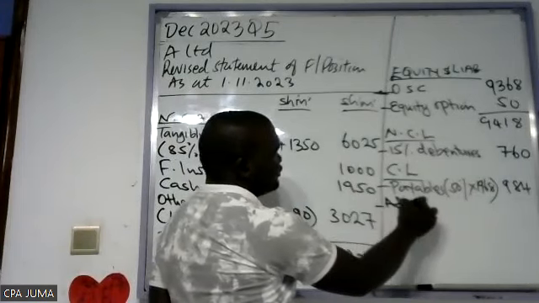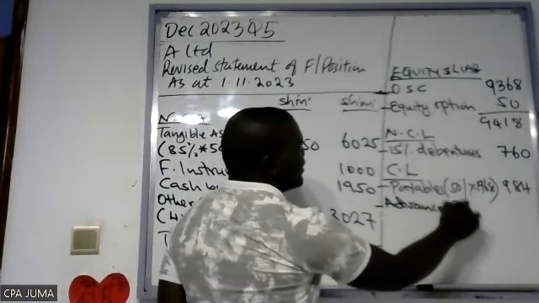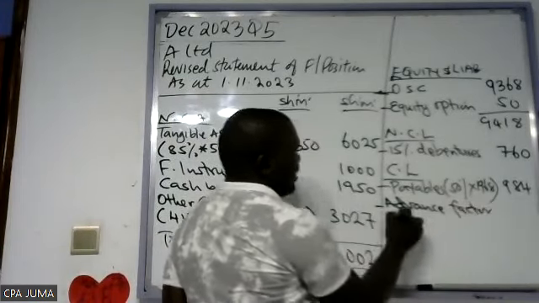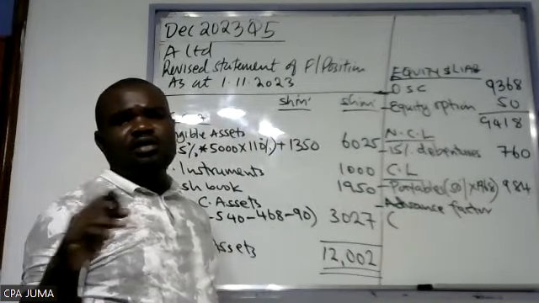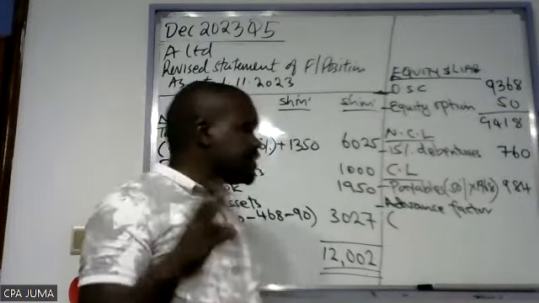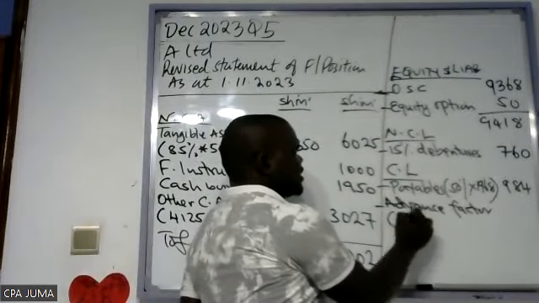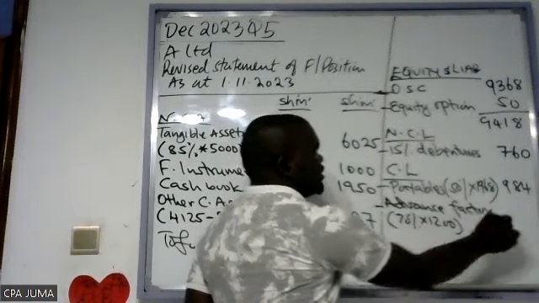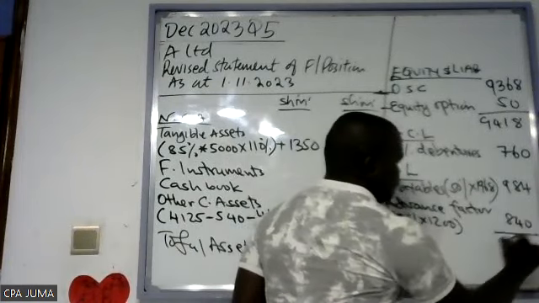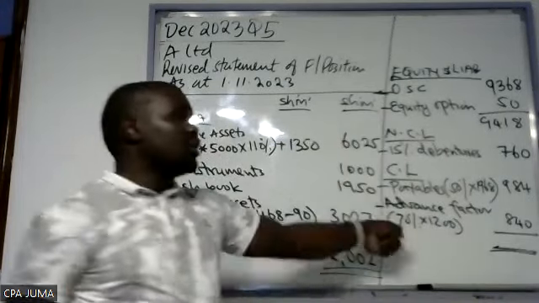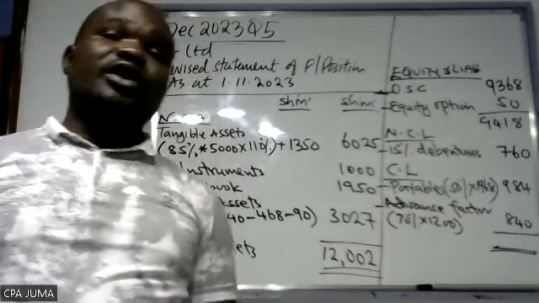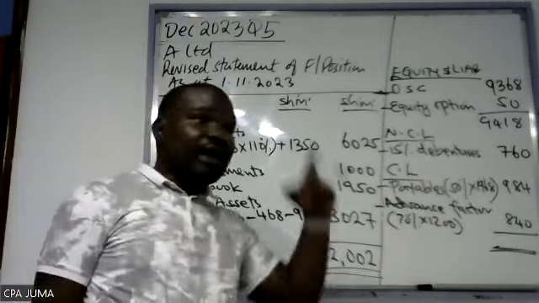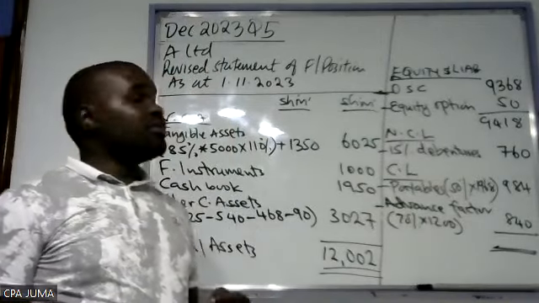So advance factor, I remember it was 1200 by 70%. 70% of 1200. This is 840. When you advance, that is a liability because that is not your money. You have an obligation to refund when you get advance payment.